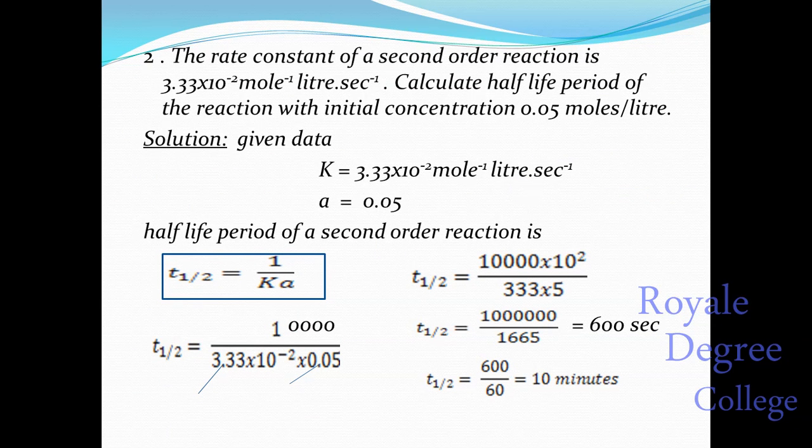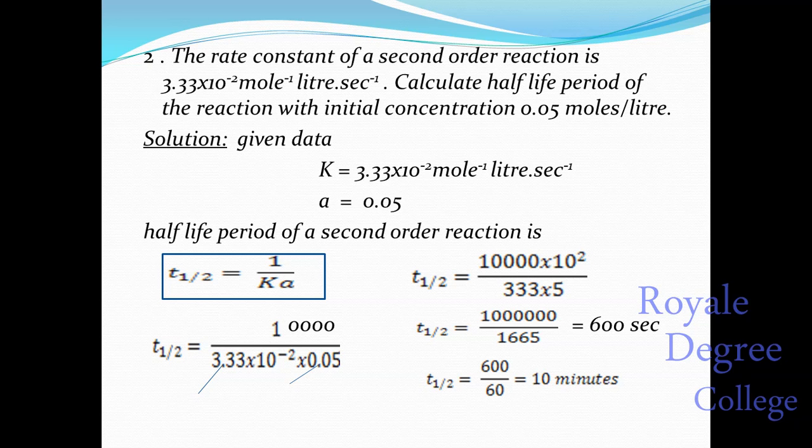Next we will see the second problem. The rate constant of a second order reaction is 3.33 into 10 to the power minus 2 mole inverse liter second inverse. Calculate the half-life period of the reaction with initial concentration 0.05 moles per liter.